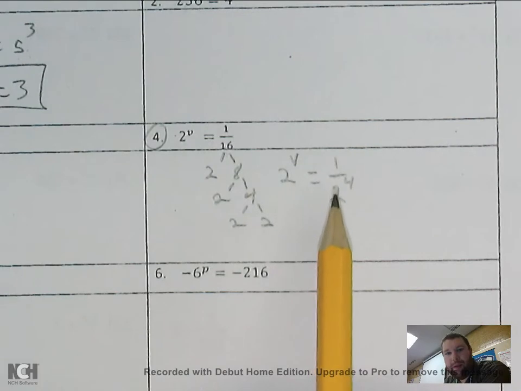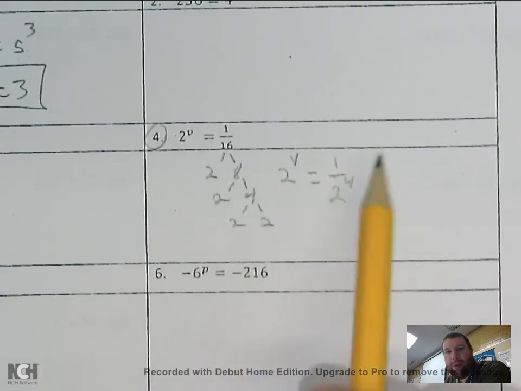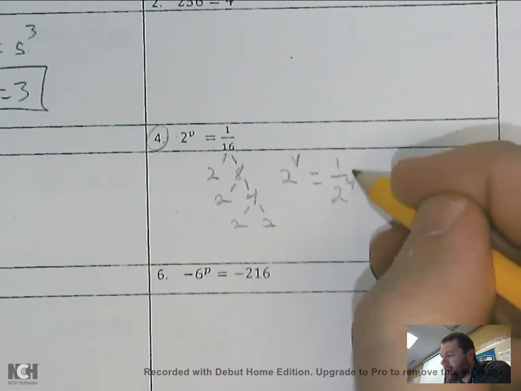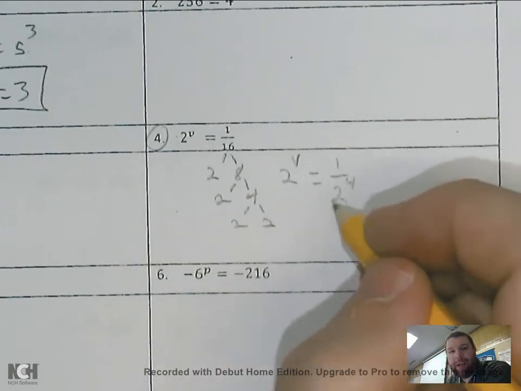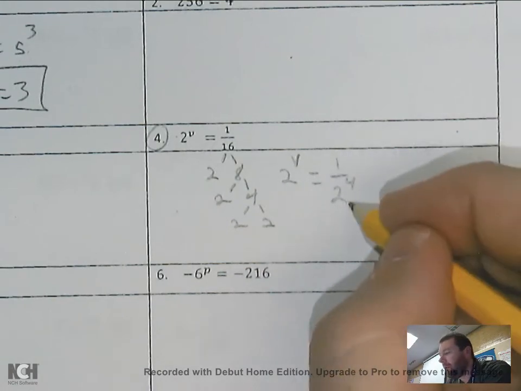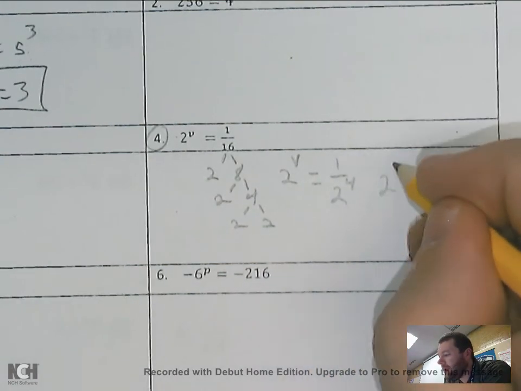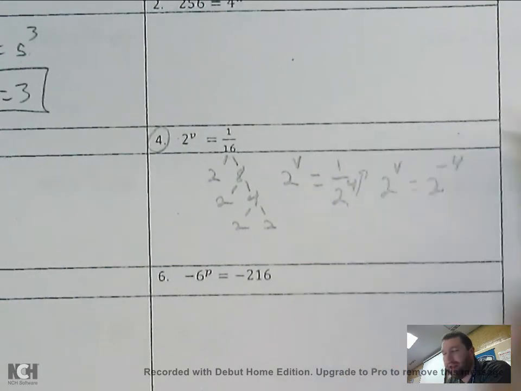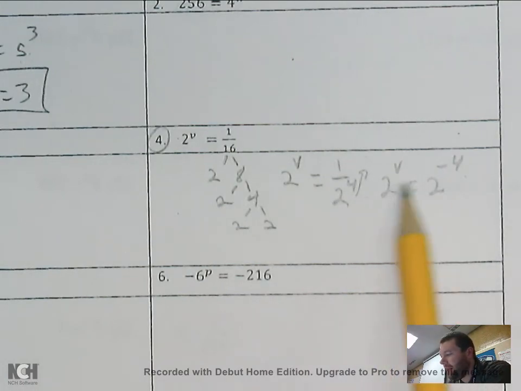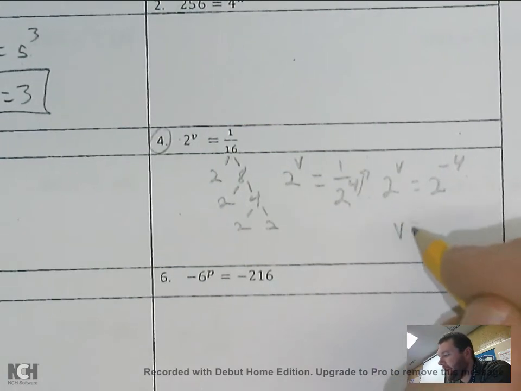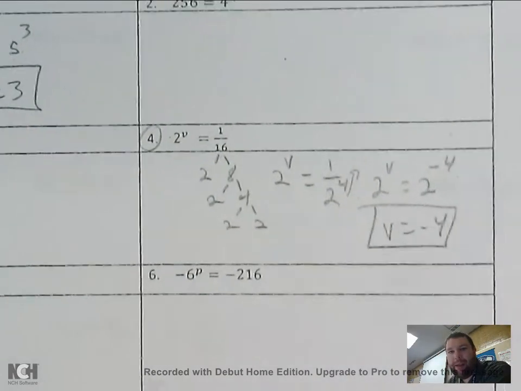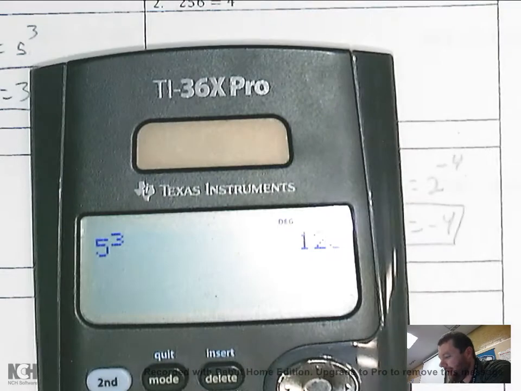Now, in order to have a like base, I need this to go upstairs. Remember, whenever we move numbers with exponents across the fraction bar, it changes the sign on the exponent, right? So if I move that 2 to the 4th upstairs, it's going to become 2 to the negative 4. It's the old man scenario, right? He doesn't like living upstairs. So then I have like bases now. I can drop the bases. v is going to equal negative 4. And that's my answer. And again, if you don't trust that, I can prove it.